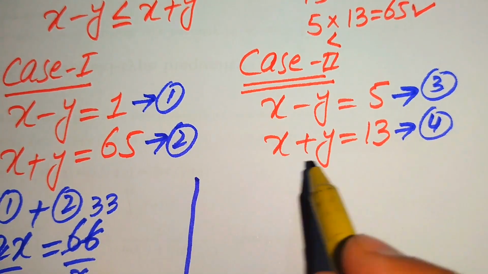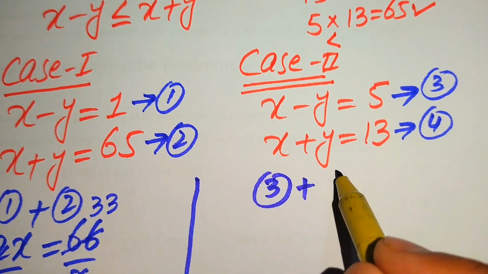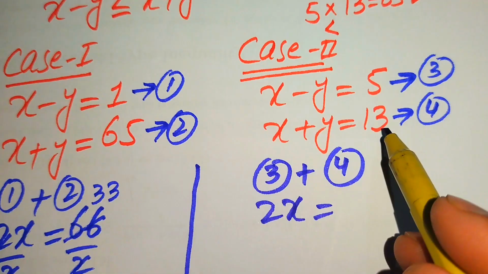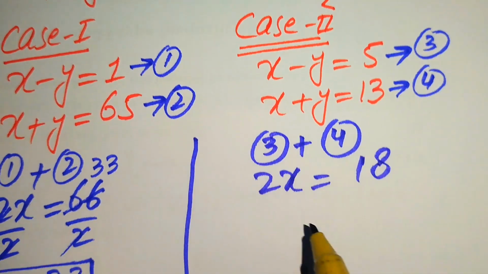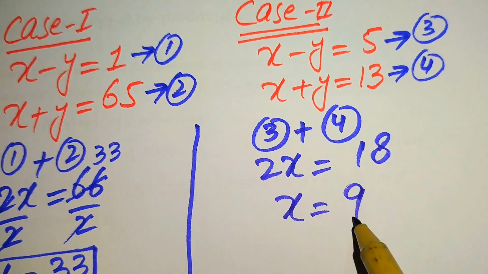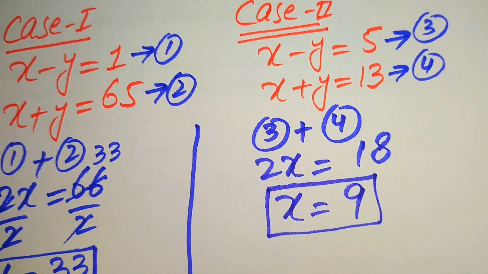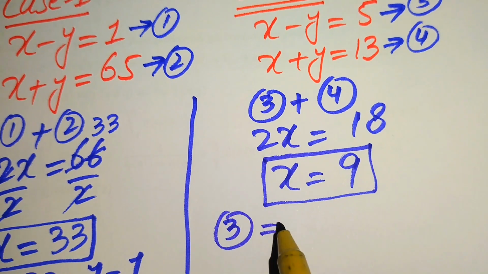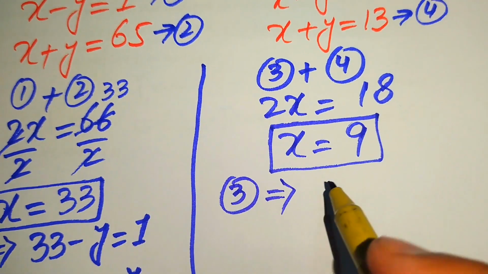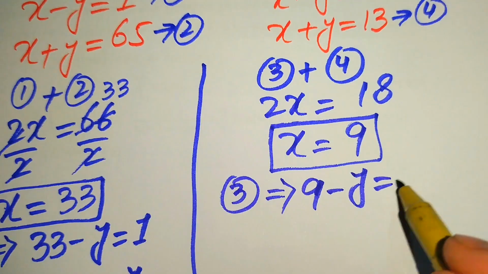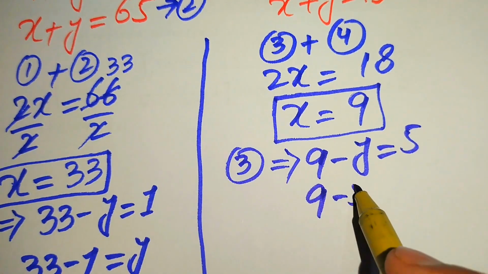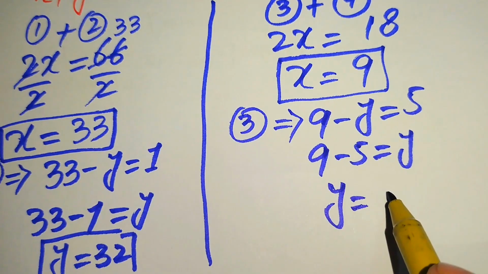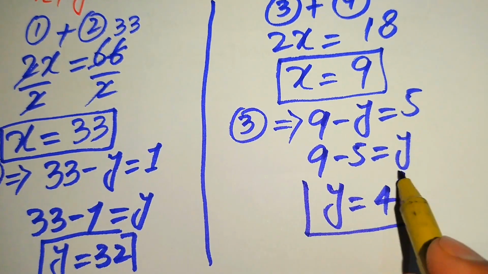So here we add equation number 3 and equation number 4. So we get 2x is equal to 5 plus 13, which becomes 18, and we get the value of x is equal to 9 after dividing both sides by 2. Okay, so here we put this value of x into equation number 3, and equation number 3 becomes 9 minus y equals 5, and 9 minus 5 equals y. So we get the value of y is equal to 4. So this is the value of x.